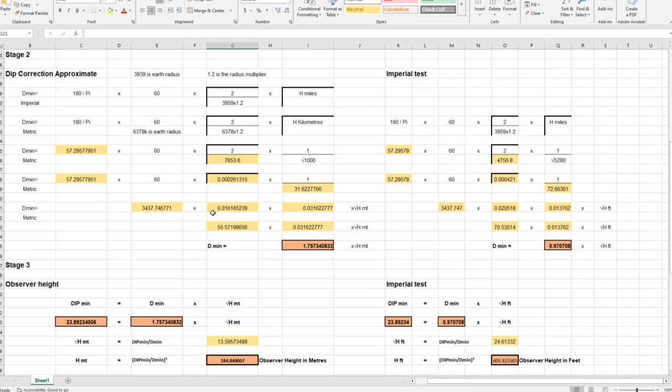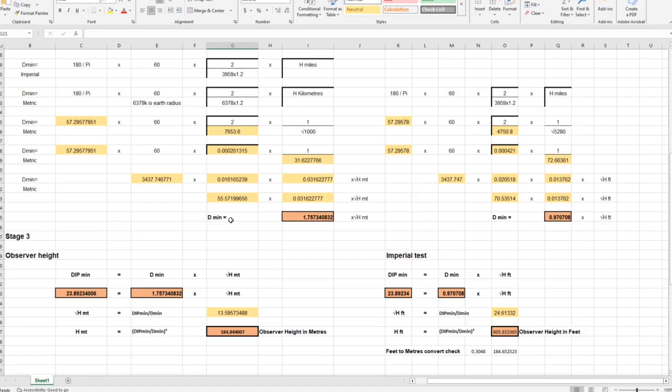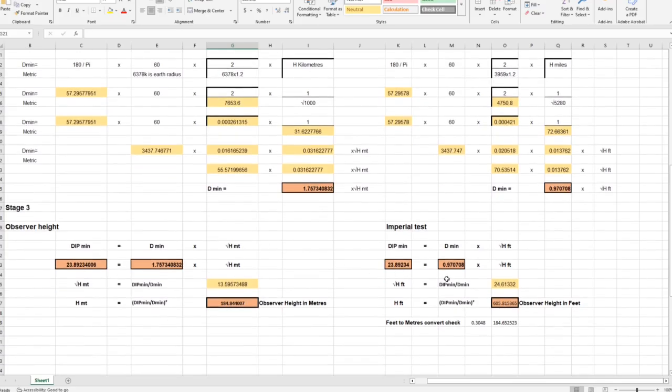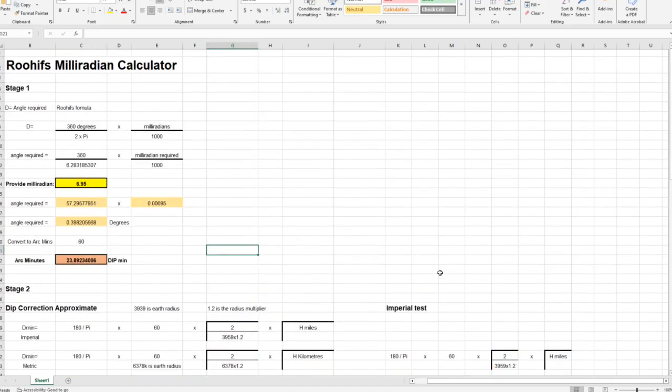And of course, this whole formula down here was for something that he did in one of his videos, which can help someone reverse engineer where their observer height is. But I wasn't worried about that one for this, because I already knew what my height was, because I knew what my contours were. The only thing I wanted to do was punch in my milliradians.